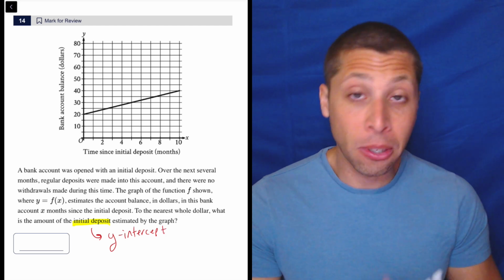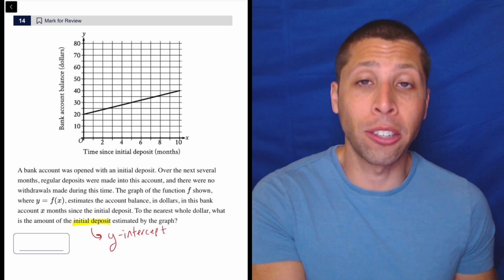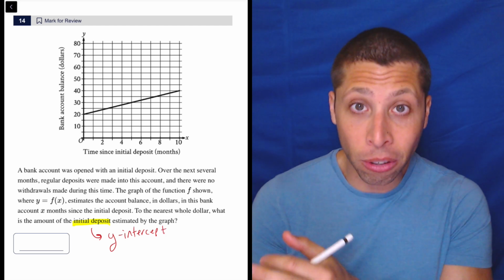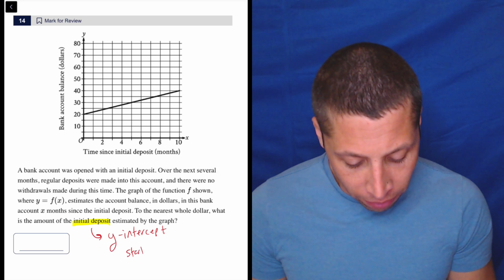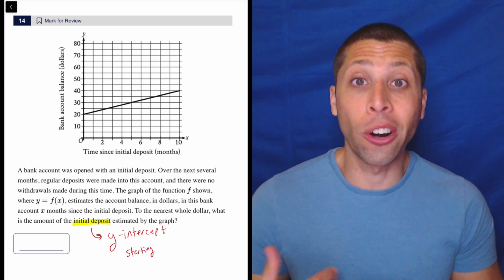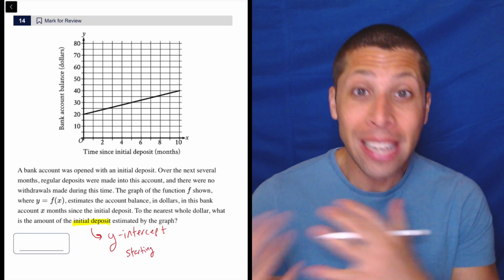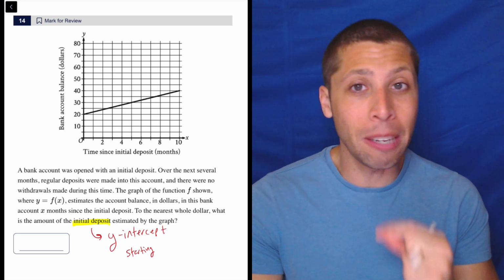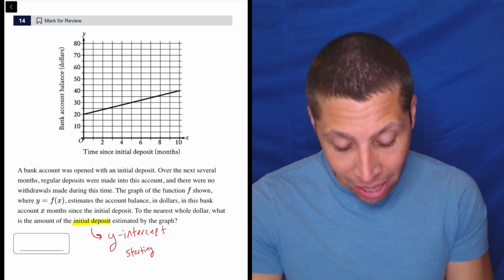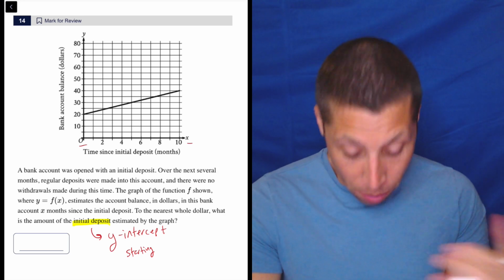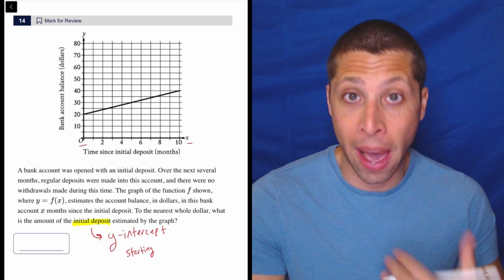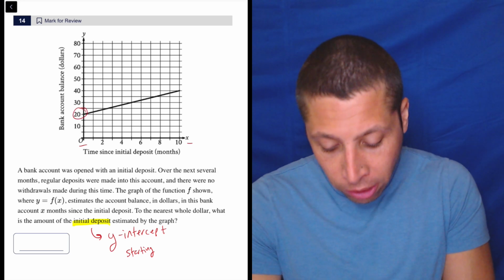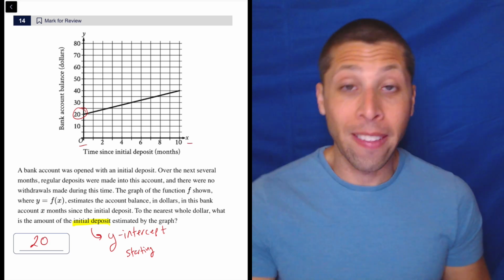Remember that y-intercepts in stories aren't going to just be called y-intercepts. They're going to be called the initial value, the starting value. Sometimes it's a starting fee of some kind or a base fee. But regardless, that phrase initial should really make you think, okay, that's what happens when x is equal to 0, when we don't have any, in this case, months passing by. So just go to the y-intercept. It's very clearly 20, and that is the answer.